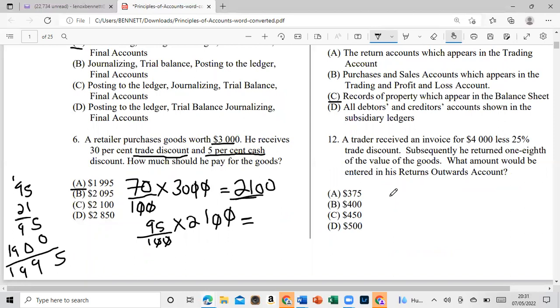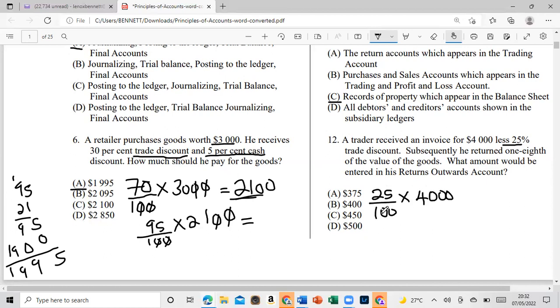All right. A trader received an invoice for 4,000 less 25% trade discount. Subsequently, he returned 1/8 of the value of the goods. Which amount would be entered in the return outwards account? First we have to find a quarter of this, and this should give you a total. So the new value is now 3,000, minus 4,000.